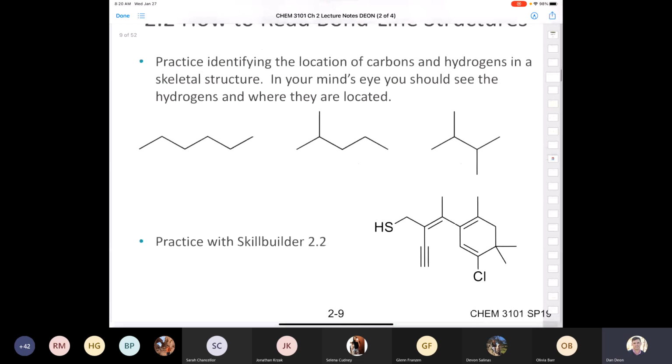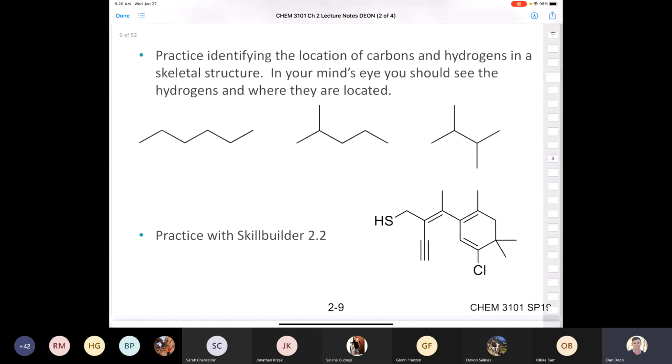If we look at this practice problem here, or just some practice problems that I came up with, it says practice identifying the location of carbons and hydrogens in a skeletal structure or a bond line structure. In your mind's eye, you should see where the carbons are and where the hydrogens are located.